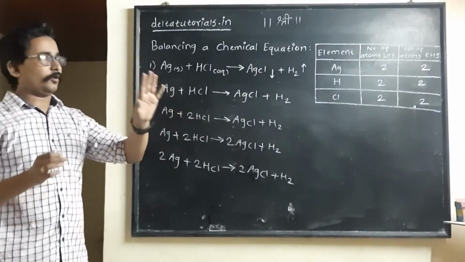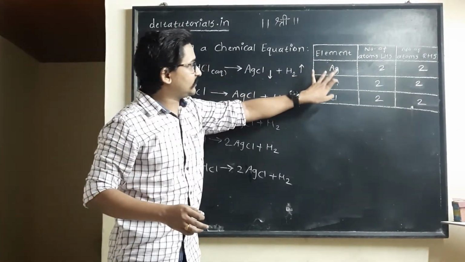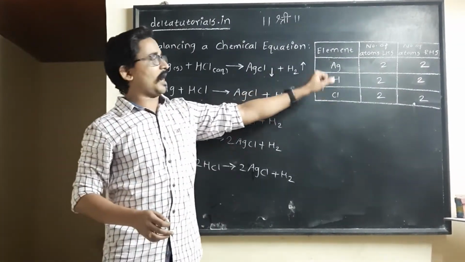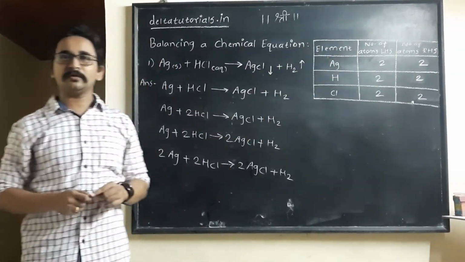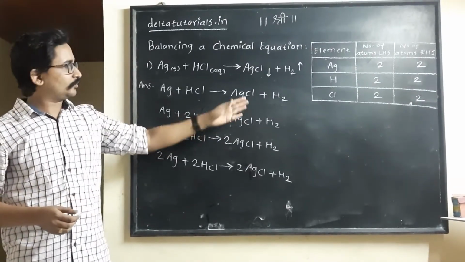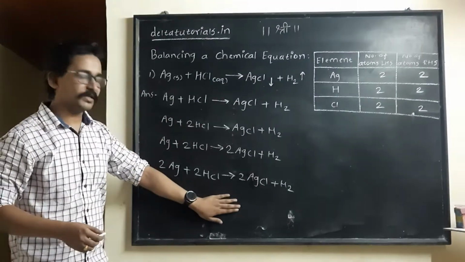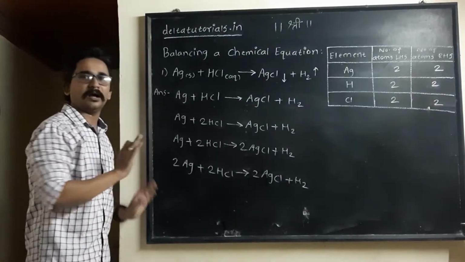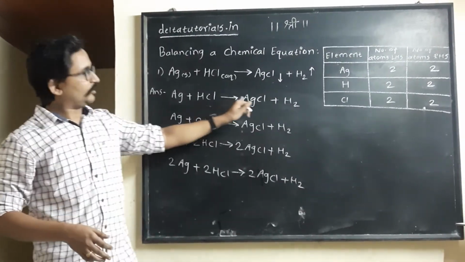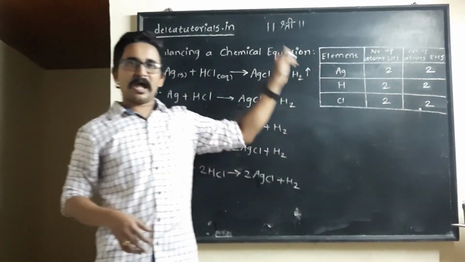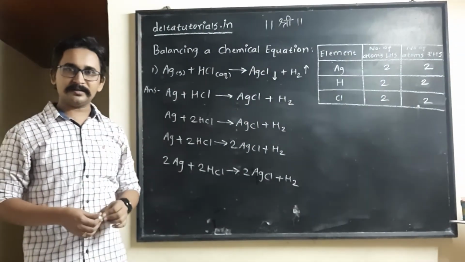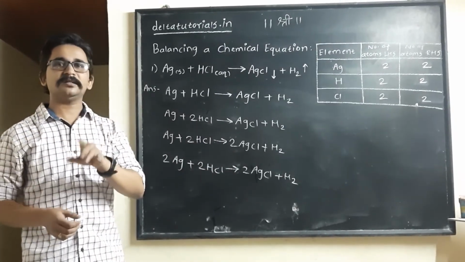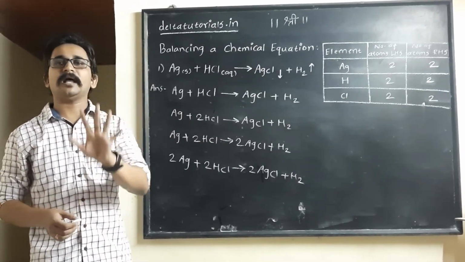So for all the elements, meaning for silver, hydrogen and chlorine, the number of atoms on the left hand side is equal to the number of atoms on the right hand side. So that means this chemical equation is now in balanced condition. So this is your answer. If the number of atoms on the left hand side is equal to the number of atoms on the right hand side, then such a chemical reaction or chemical equation is said to be chemically balanced.